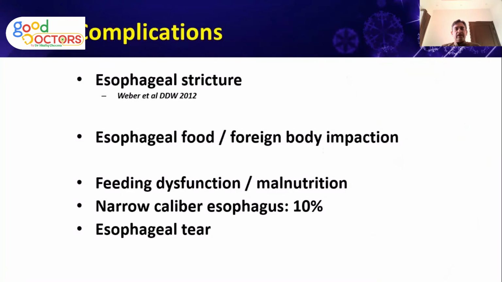What complications can we see in these patients? Mostly strictures, or it may be food impaction, as we saw in our patient. Then in the long run, these patients end up with feeding dysfunction, malnutrition, and their esophageal caliber remains low, narrowed. And sometimes you will encounter longitudinal tears leading to bleeding and ulcerations in the esophagus because of this particular disease.